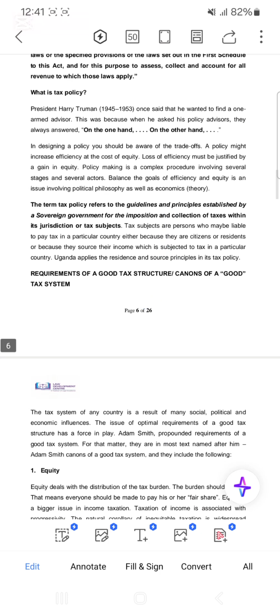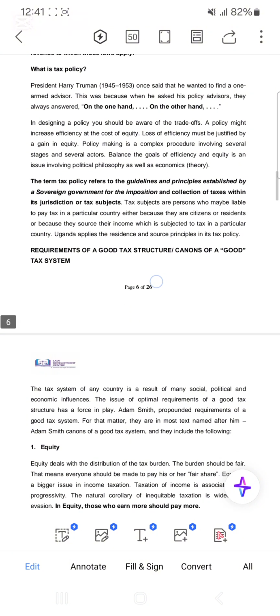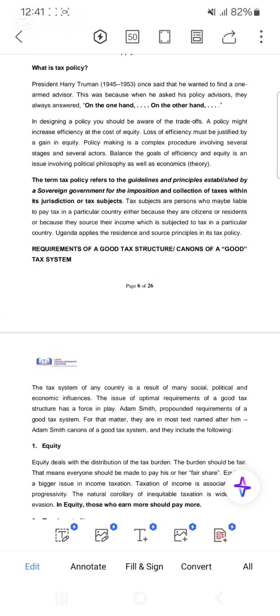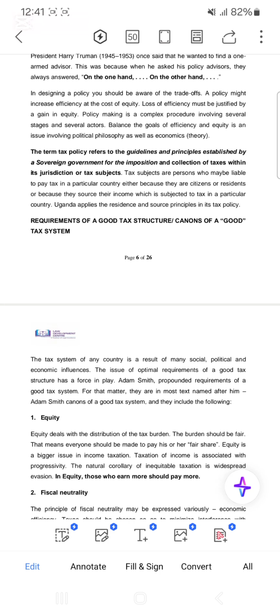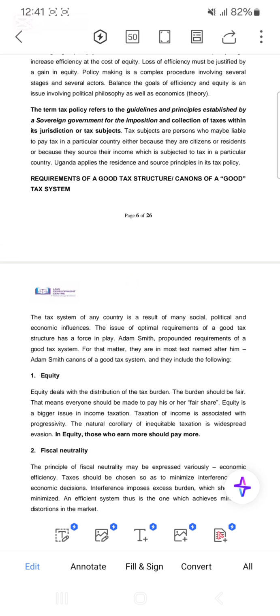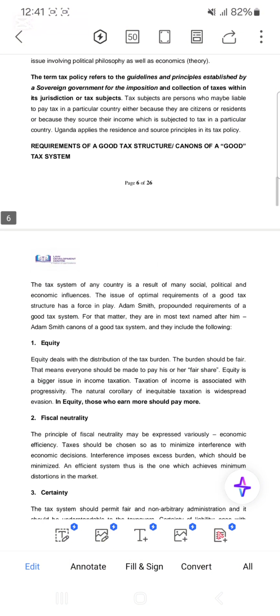What is tax policy? President Harry Truman once said that he wanted to find a one-armed advisor. This was because when he asked his policy advisors, they always answered, on the one hand, on the other hand. The term tax policy refers to the guidelines and principles established by a sovereign government for the imposition and collection of taxes within its jurisdiction or tax subjects. So basically that's what we call a tax policy.